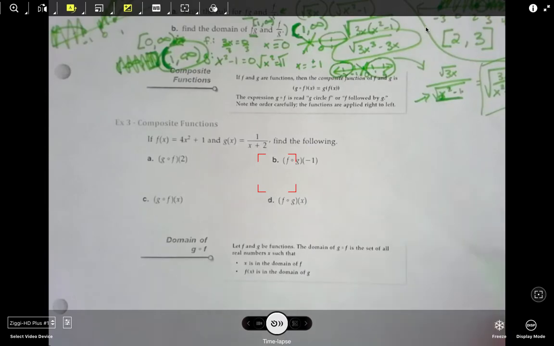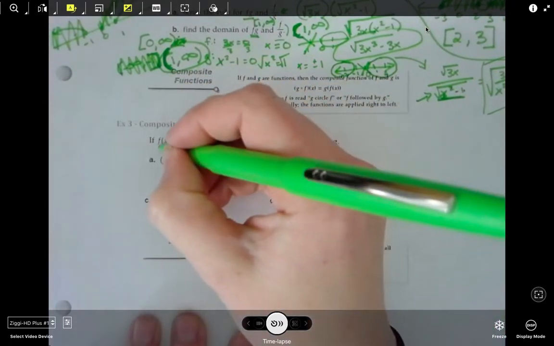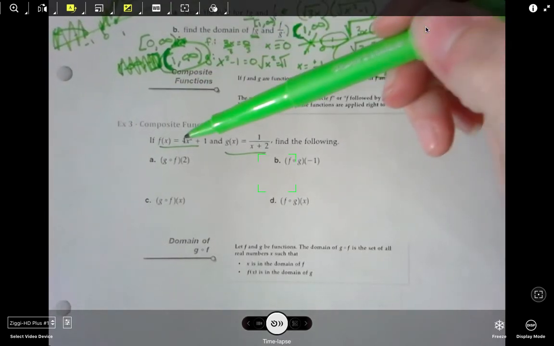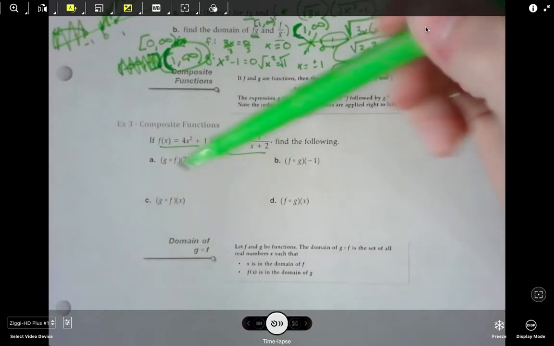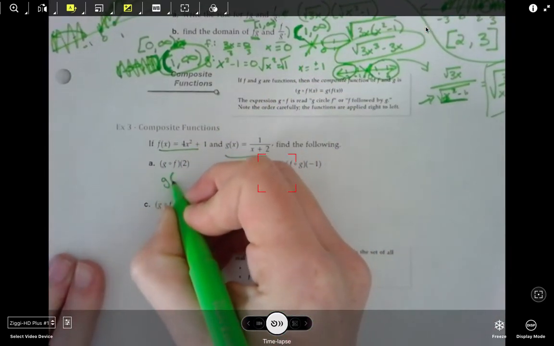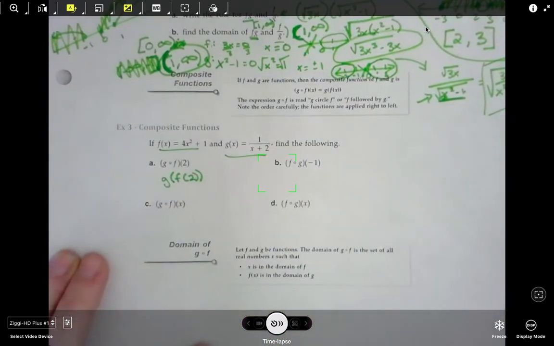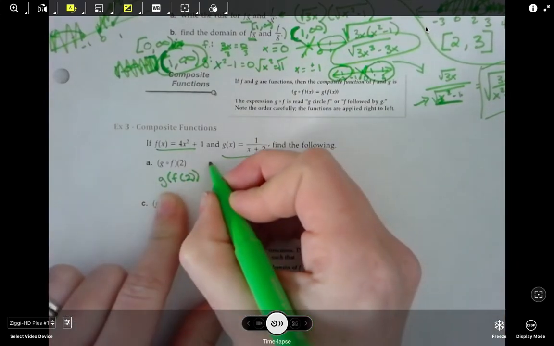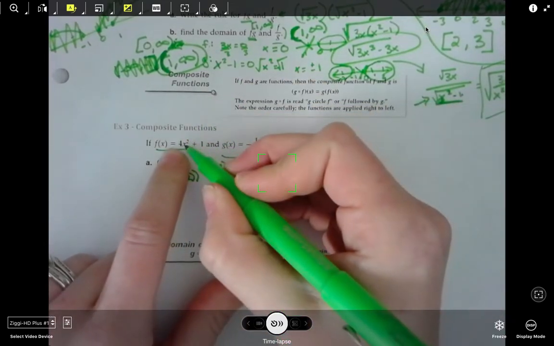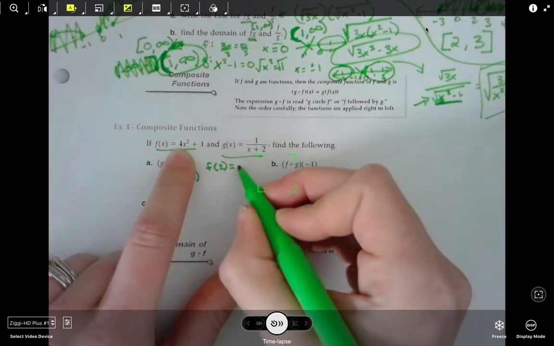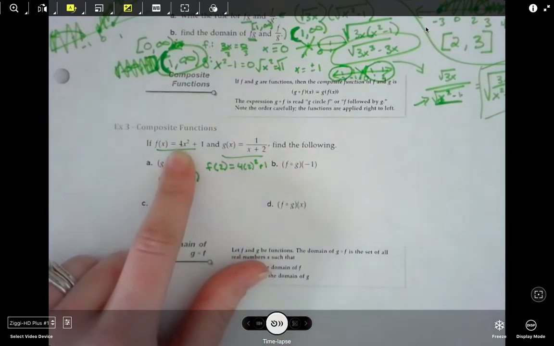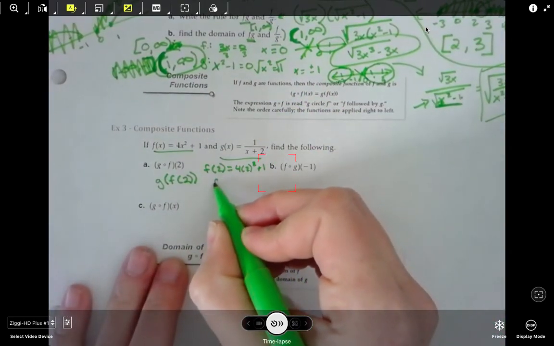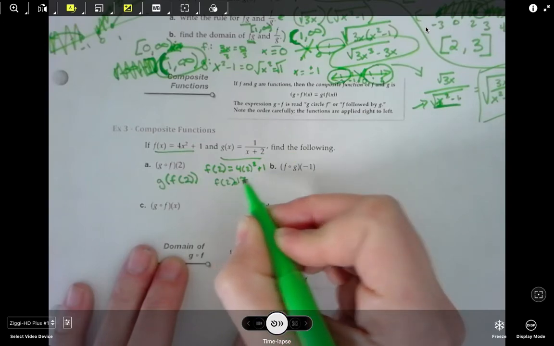Now A, B, C, D. These are the easy ones. So we have an f and we have a g. G composed of f of 2 is a lot of times written like this instead. Basically that means plug 2 into the inside function, which is f, and then plug that number into g. So we basically want to find f of 2. That means plug 2 into this equation: 4 times 2 squared plus 1. 2 squared is 4, 4 times 4 is 16, 16 plus 1 is 17. So f of 2 equals 17.